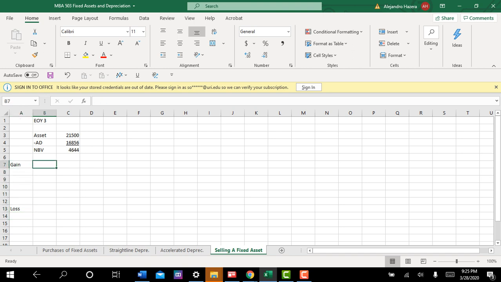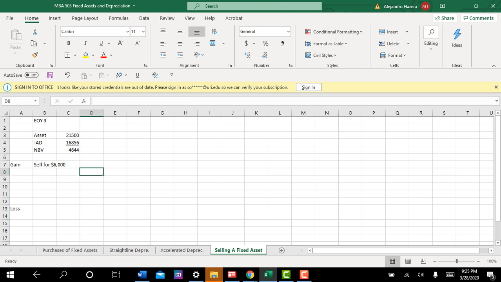Okay, so let's just say in the gain situation, you sell the asset. The asset has net book value of $46.44. Let's say you sell for $6,000. Your entry to record the sale of the asset would be, here would be your entry.